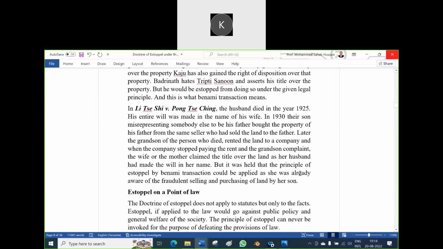Now let us see the case Ma Shwe Yi versus Pang Si Ching. The husband here died in the year 1925. I repeat, the husband died in 1925. His entire will was made in the name of his wife. In 1930, their son, misrepresenting somebody else to be his father, bought the property of his father from the same seller who had sold the land to the father. So here, keep it in mind. Okay, let us see what happened.